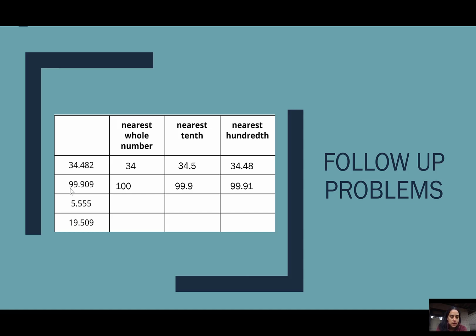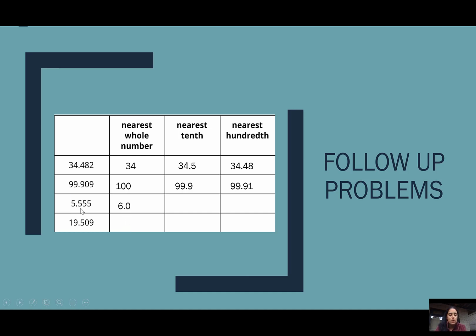Let's look at the next number, 5 and 555 thousandths, rounding to the nearest whole. So I'm looking again in the ones place. I see there's a 5. I see there's a 5 in the tenths place. Okay, a 5 is going to make this number go up. Okay, push it up to the next value. 5 makes it closer to the next whole number, so this is going to be 6 wholes.